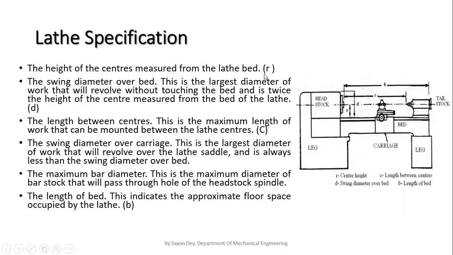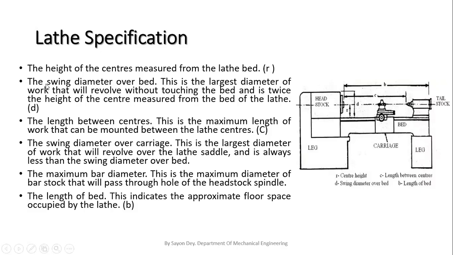That is denoted by small r. Here we can see this is the headstock, and one spindle is connected to this headstock, and this is the center. Center means from the live center to the dead center. The dead center is in our tailstock. They will lie on the same axis. This height from the bed is called the height of the centers, and it is denoted by r, which is written here.